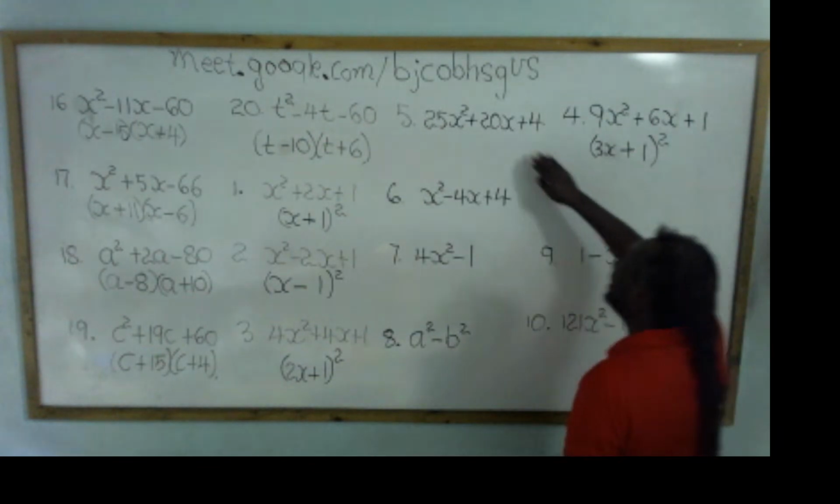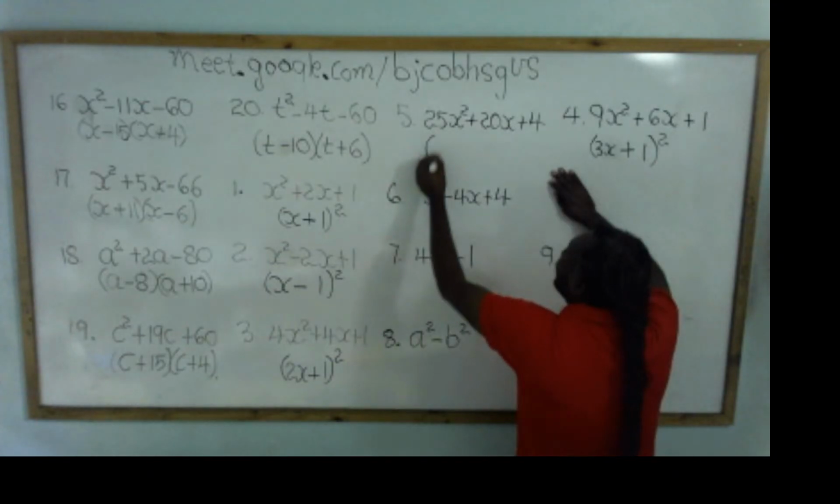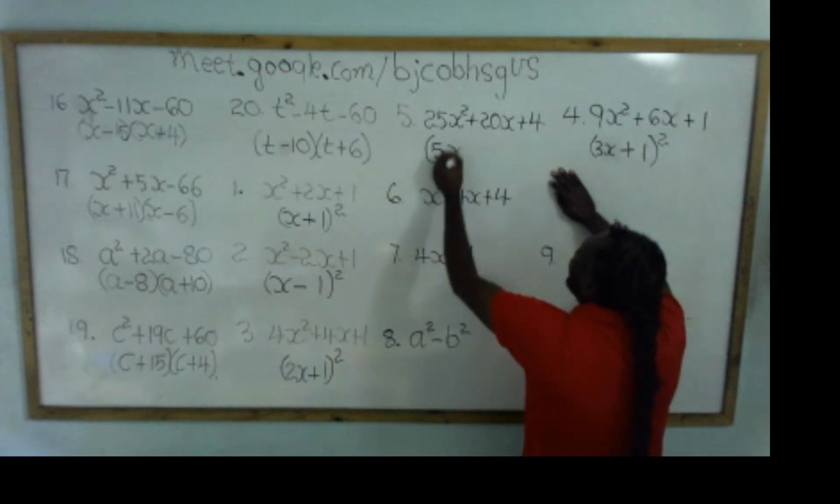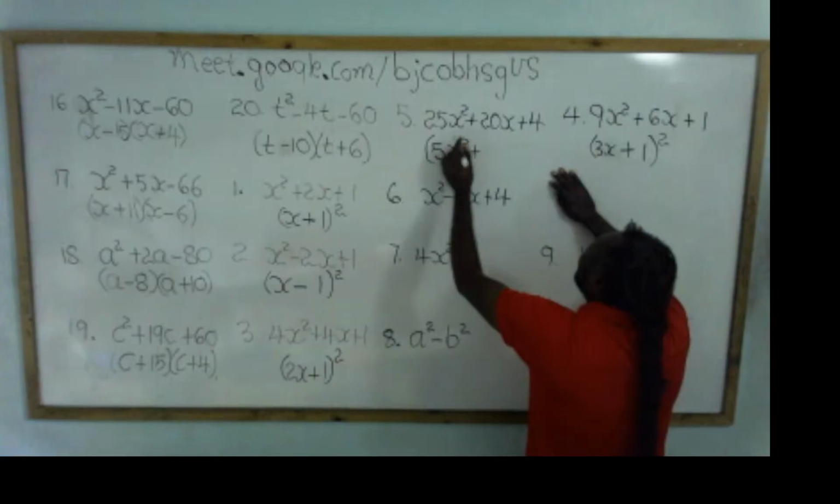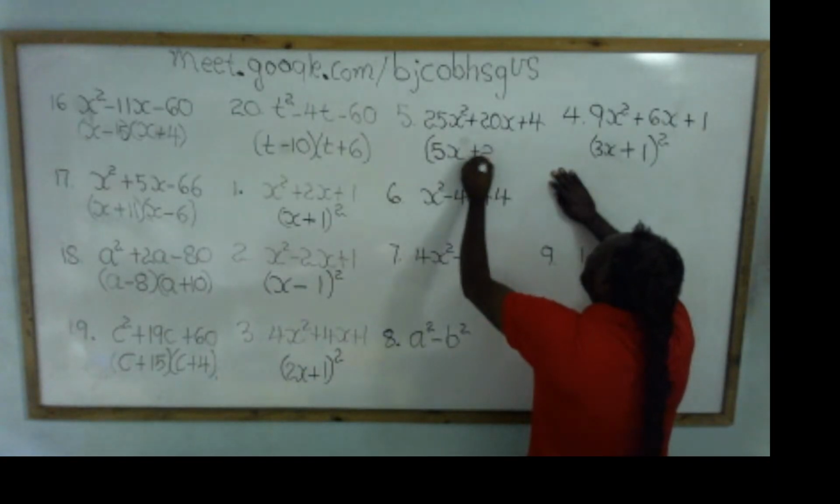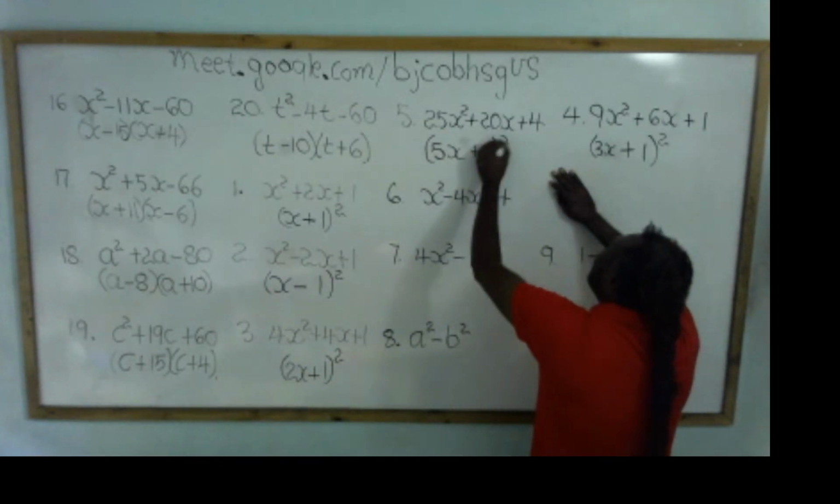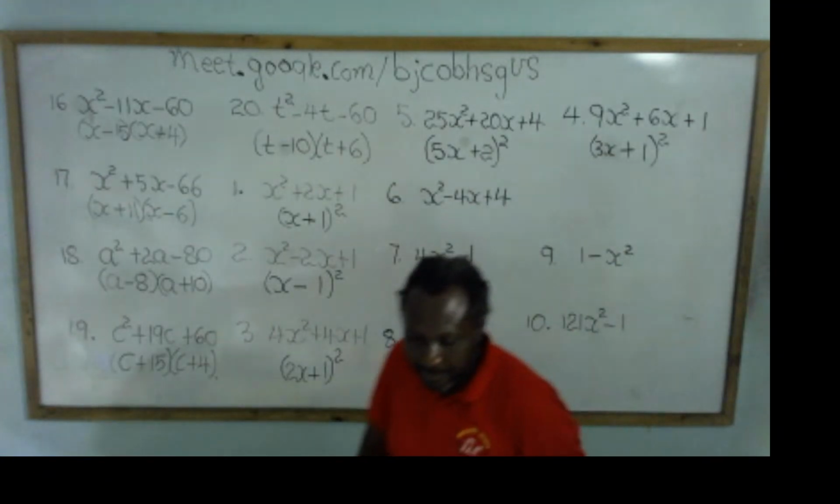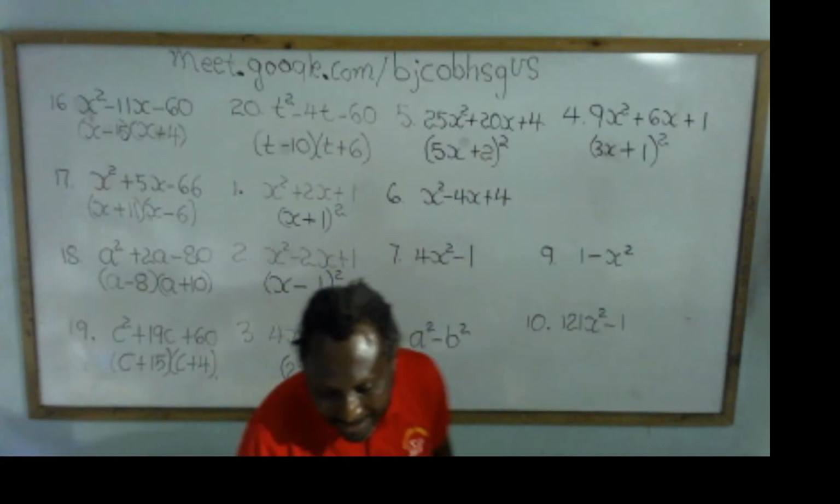And somebody gave me this one already, I hope: 5x squared plus 5x, plus 2, all squared. So I saw that also. Right there, 5 with 2.